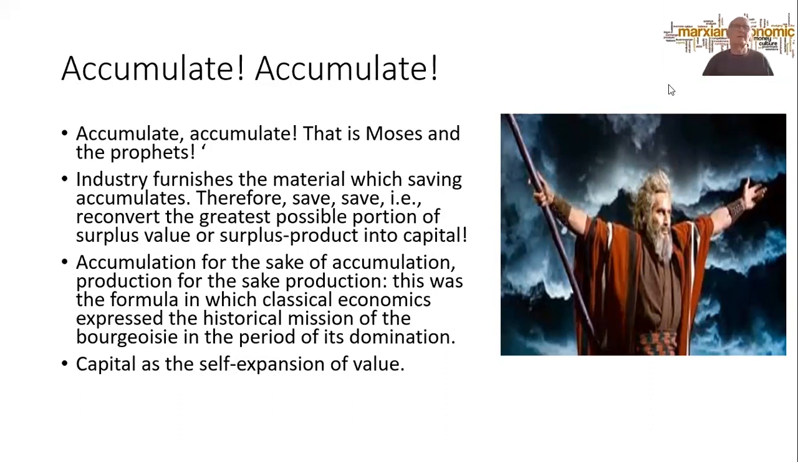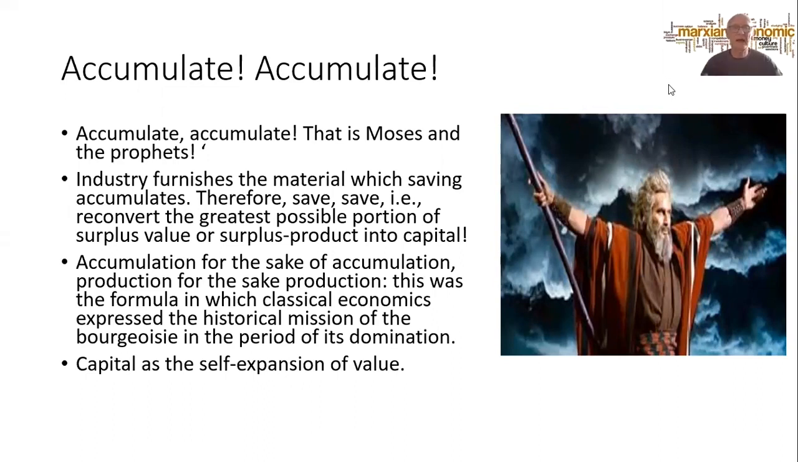So yes, capitalists take a section of that value that they've created or profit they've got in order to have a good lifestyle and all the rest of it. But if they just used all the money for their own consumption, then accumulation would not be possible and the capitalist system would come to a halt. So accumulation has to continue. Accumulation for the sake of accumulation. Production for the sake of production. This was the formula which classical economics expressed as the historical mission of capitalism in its period of domination.